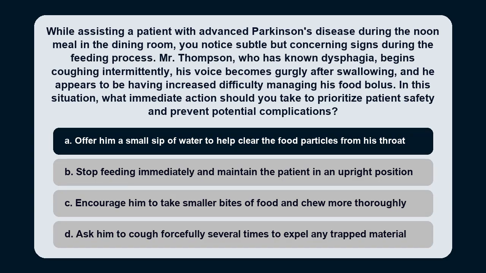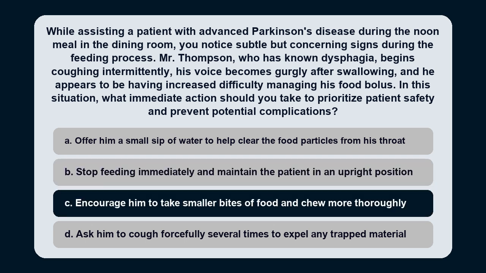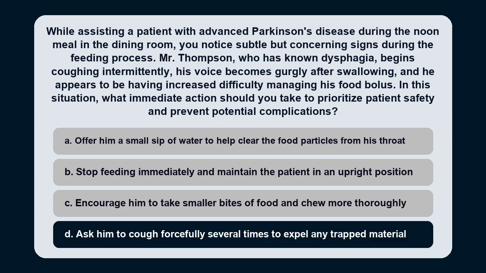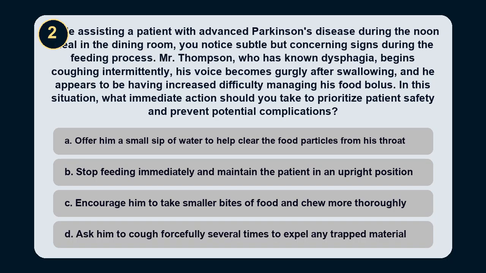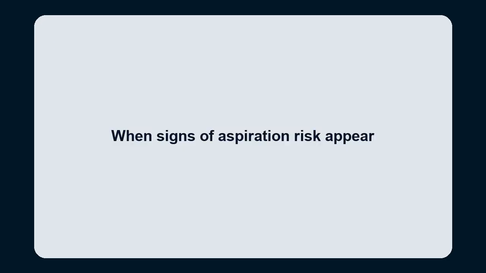Option A. Offer him a small sip of water to help clear the food particles from his throat. Option B. Stop feeding immediately and maintain the patient in an upright position. Option C. Encourage him to take smaller bites of food and chew more thoroughly. Option D. Ask him to cough forcefully several times to expel any trapped material. The answer is B. When signs of aspiration risk appear.